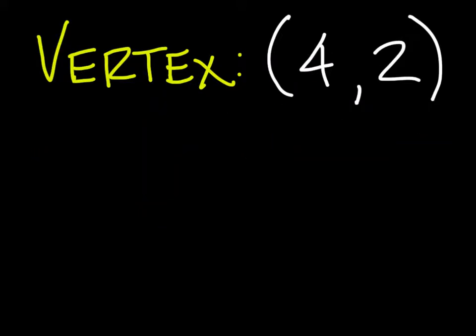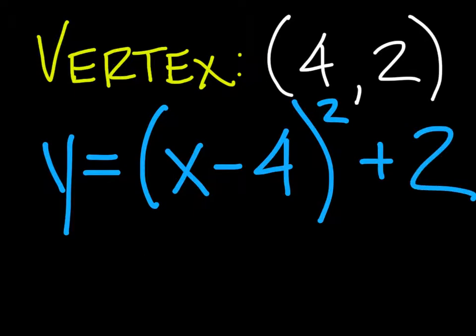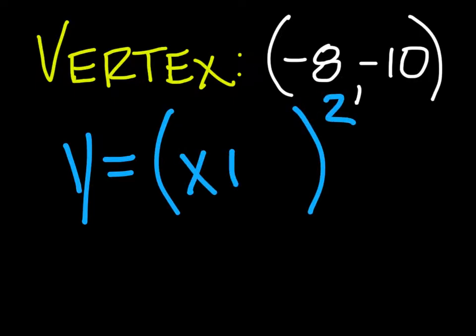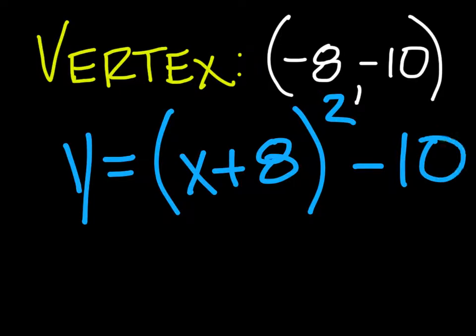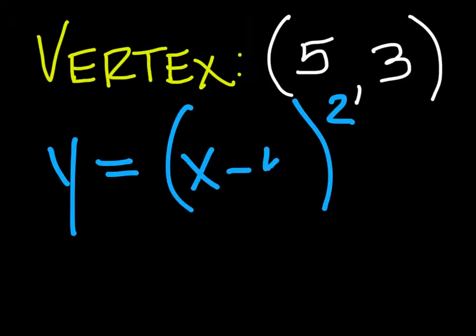What should this one be? Y equals quantity squared of x minus 4, close the quantity, plus 2. This should be y equals the quantity squared of x plus 8, close the quantity, minus 10. We should have this, y equals the quantity squared of x minus 5, close the quantity, and then plus 3.